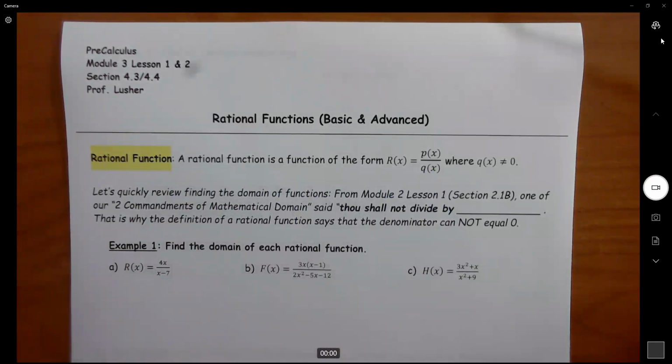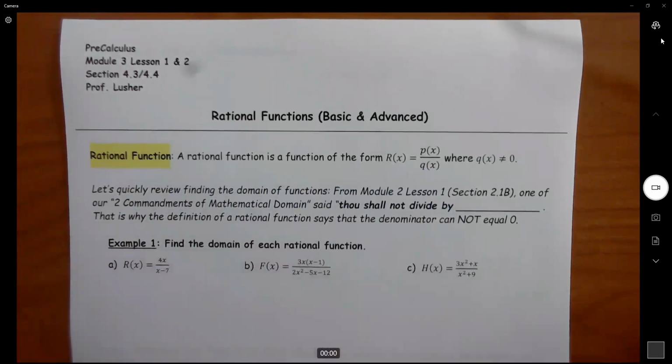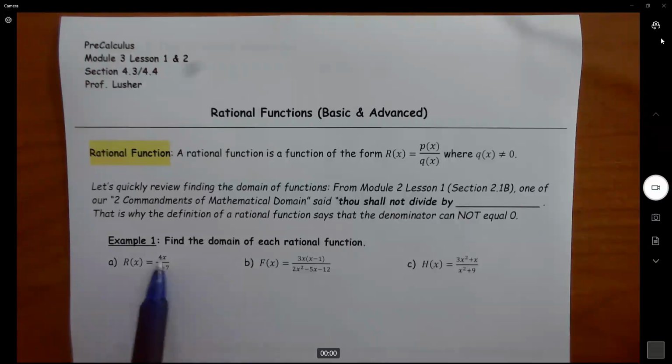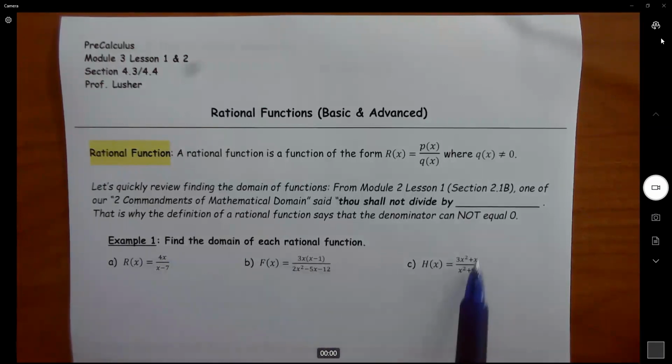So what does that mean? Here are 3 examples of a rational function. It's when you have a polynomial divided by another polynomial. They look like a fraction with a polynomial on the top and the bottom.